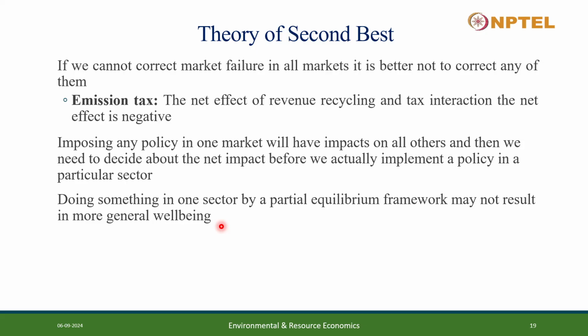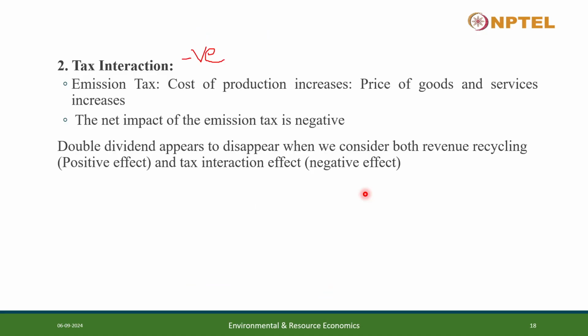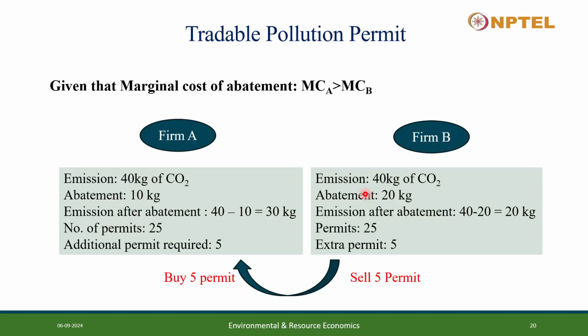So we have to consider all the interactions, and then try to maximize the general well-being rather than obtaining the well-being of a certain sector or certain market. So with this we have come to the end of the emission tax system. Then we are talking about the tradable pollution limit.